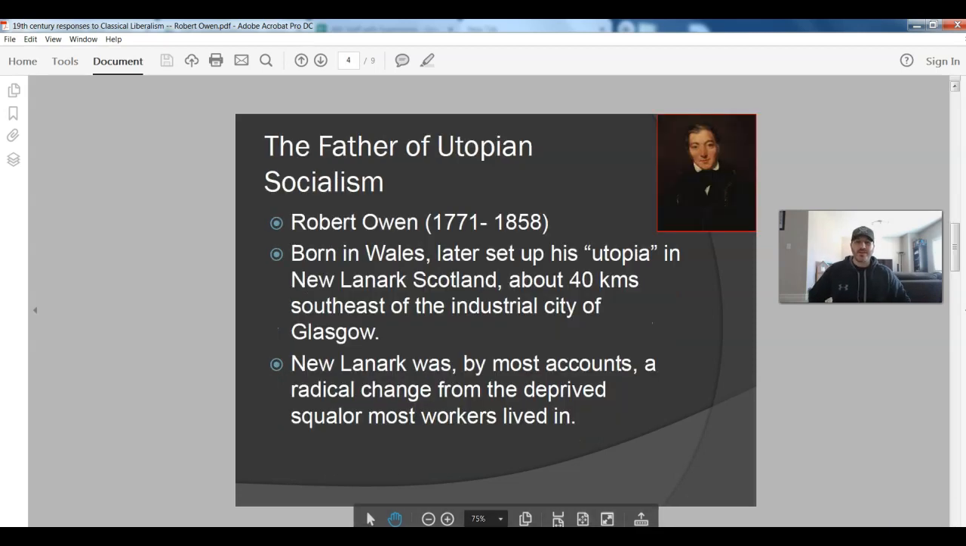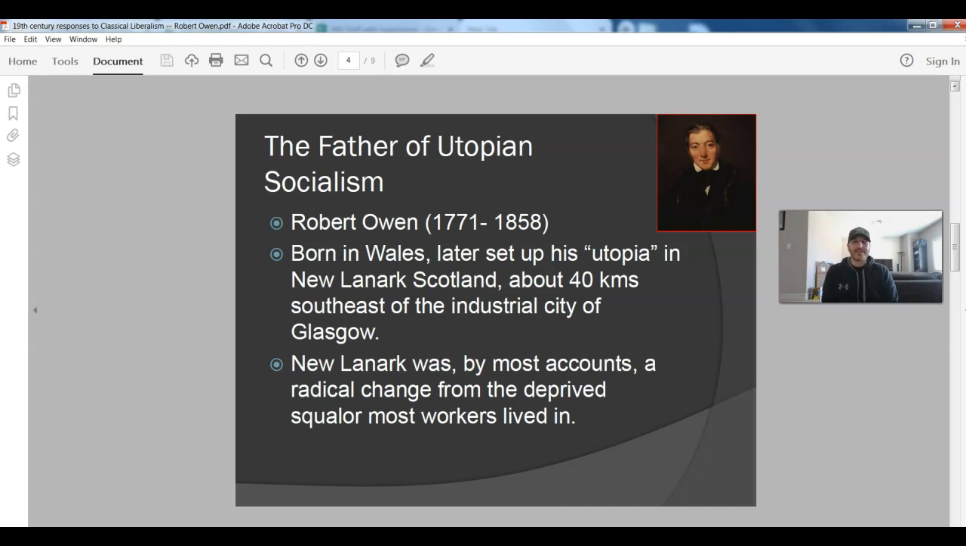So on the screen, you see a picture there of Robert Owen. He was a Brit. He was, in fact, born in Wales. He was an industrialist. He was actually a capitalist, but he was a capitalist with a heart. Now, the big thing that Robert Owen does is he creates a model utopia, a village called New Lanark. New Lanark is in Scotland. I've, in fact, been there. It's very, very cool. And it's about 40 kilometers, 25 miles away from the city of Glasgow.